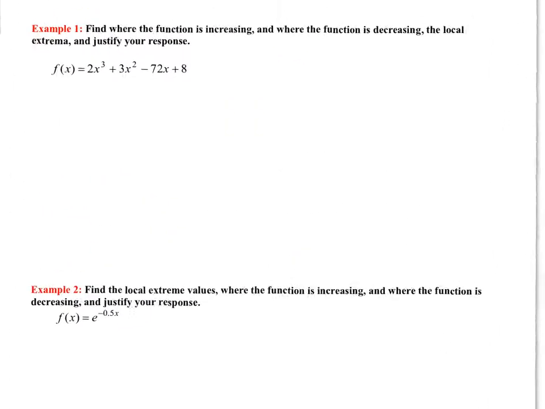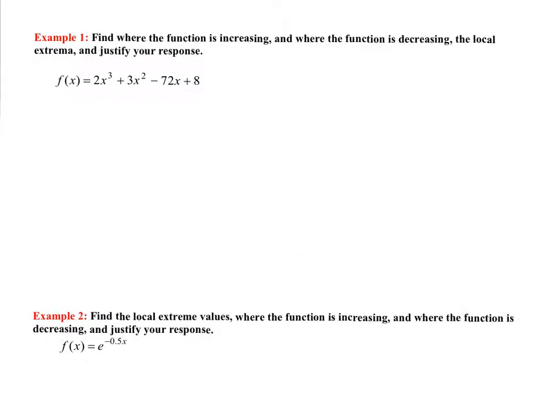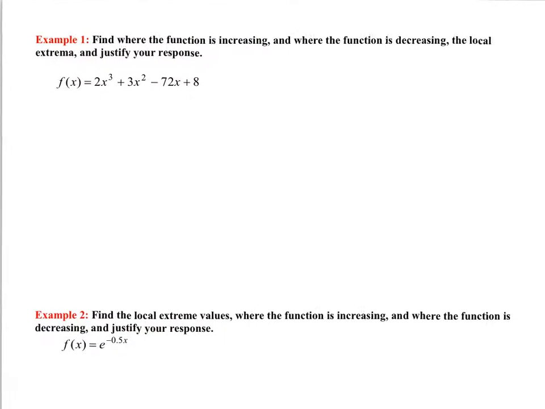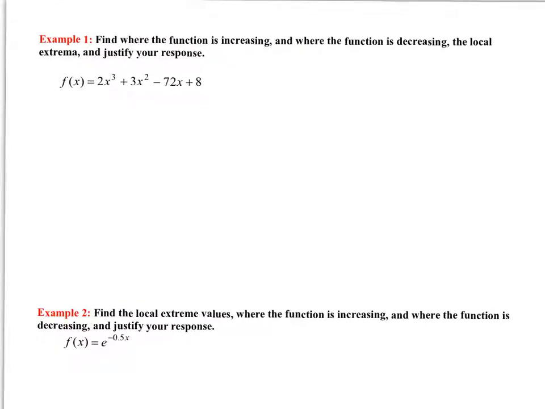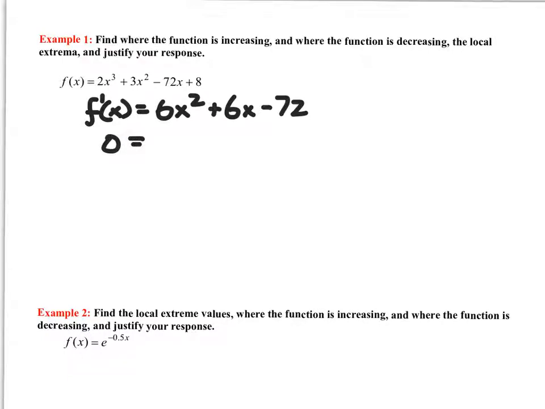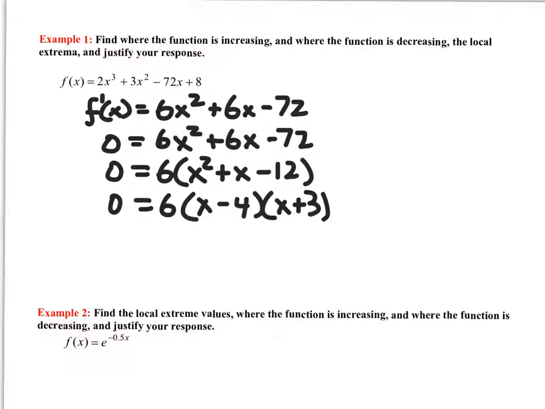Okay, so here, in example number 1, find where the function is increasing and where the function is decreasing, the local extrema, and justify your answer. So the first thing we've got to do, and I'll do off camera, is find the derivative. Here's the derivative. Now we're going to set the derivative equal to 0. Our next step would be to factor. And our critical points would be x equals -3 and x equals 4.